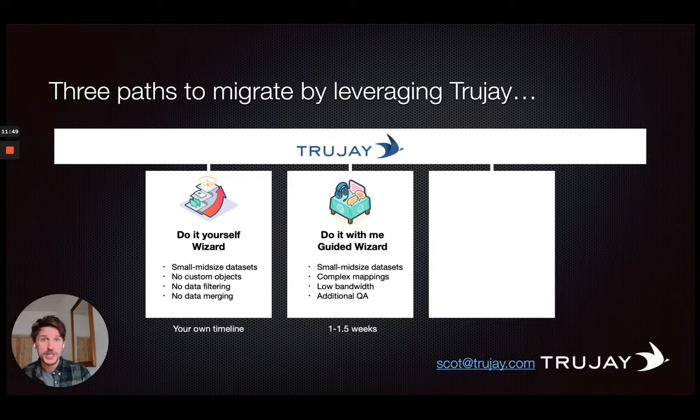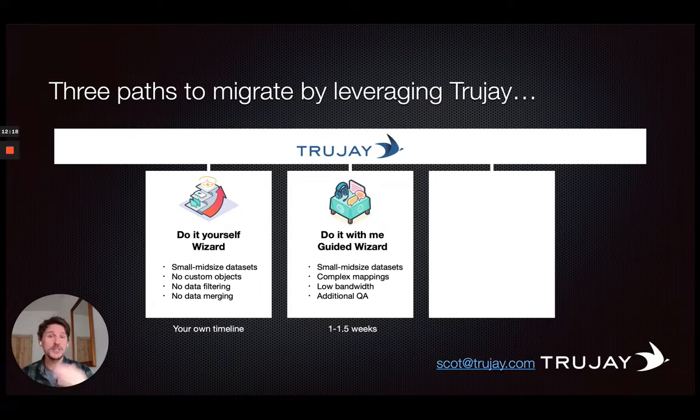The second option is the guided wizard. Basically one of our CSMs will hop on and do the mapping with you. They'll make sure all the mapping is in the right spot, all the users are matched properly, and they'll do QA, validate the test results, and make sure that your wizard migration goes off without a hitch. That is 5 hours of their time, so that's about $750 total. That goes on top of whatever your wizard cost is.